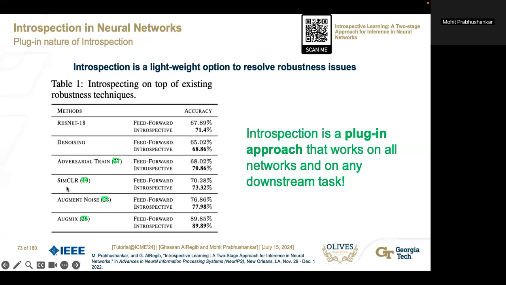But there are other methods of training, right? So during training, you can include your novel data. If you have adversarial training, if you have SimCLR, if you augment noise, your original network's output increases, but introspection increases even further. From 70, it becomes 73, 76 becomes 77, 89.85 kind of remains 89.89. But what I don't have in this table is the expected calibration error. That decreases by more than 43% for the augments. So essentially, it's making any network more robust, which is ideally what we want in this kind of example.